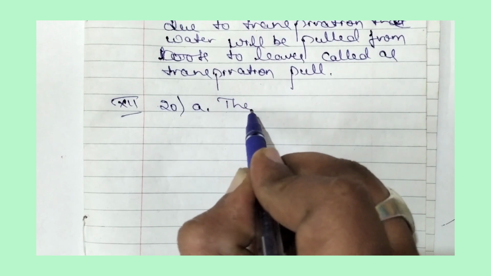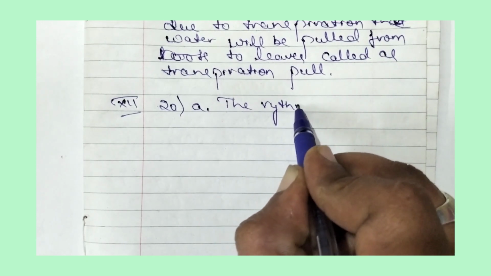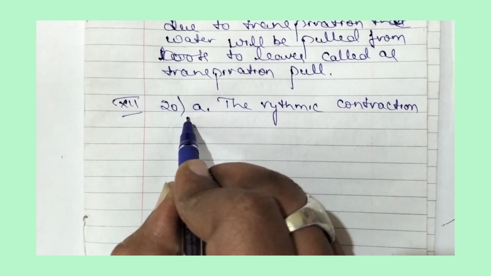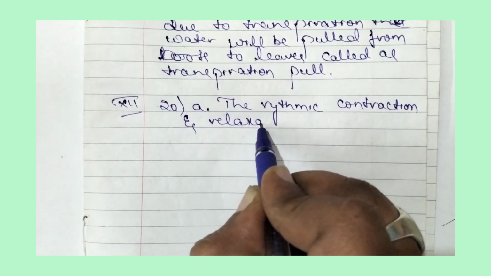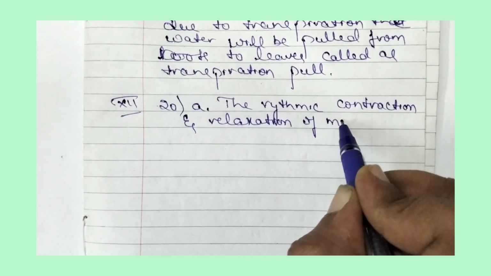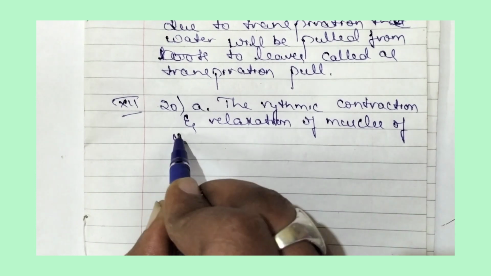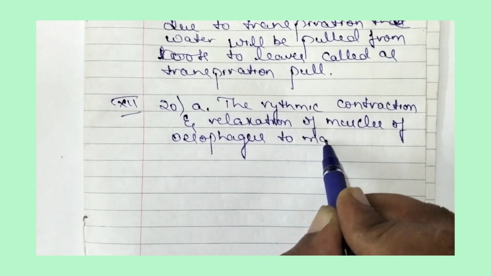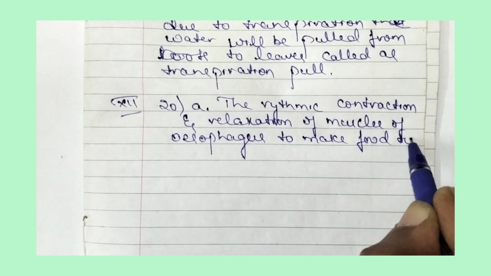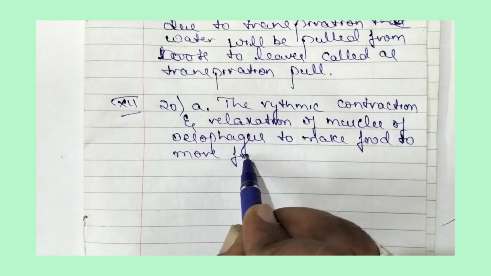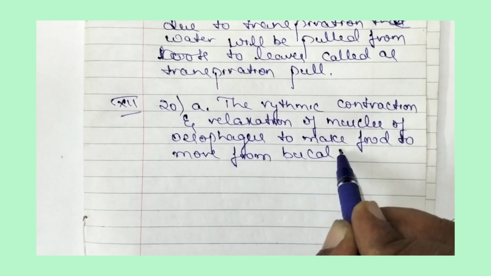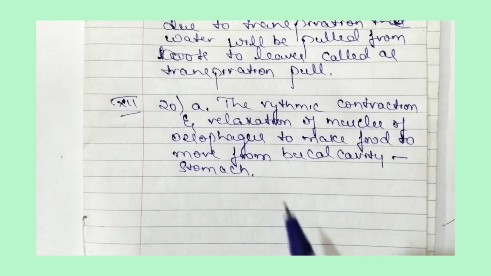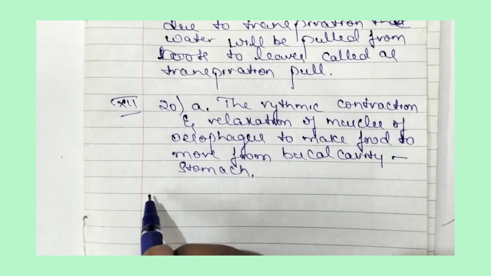What is meant by peristaltic movement? The rhythmic contraction and relaxation of muscles of the esophagus to make food move from the buccal cavity to the stomach. So this is the answer for peristaltic movement.